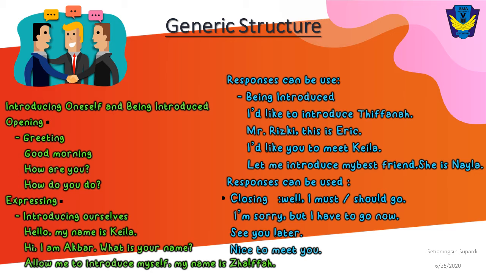Okay, after you use that kind of expression in your conversation, you come to the closing. You don't just close your conversation by walking away without saying anything. You have to say something to your partner in the conversation, like a farewell or leave taking. You can use: Well, I must go. I'm sorry, but I have to go now. See you later. Nice to meet you. Something like that. You can choose the best for you in your conversation. Okay, that's the structure for you.